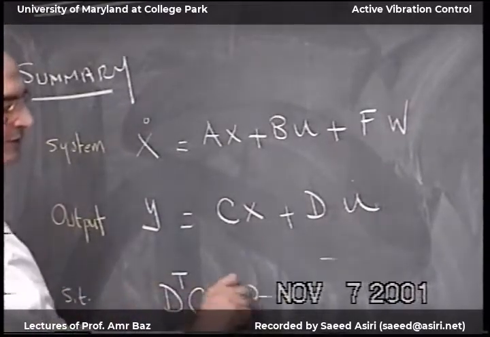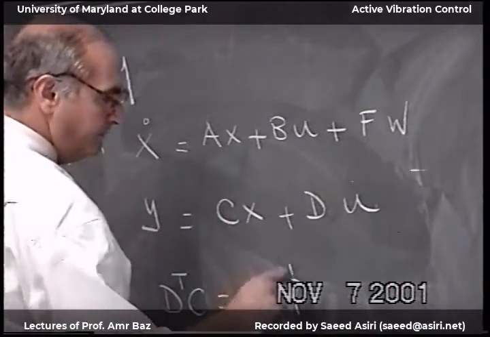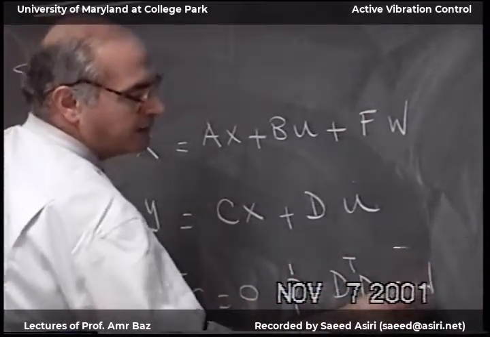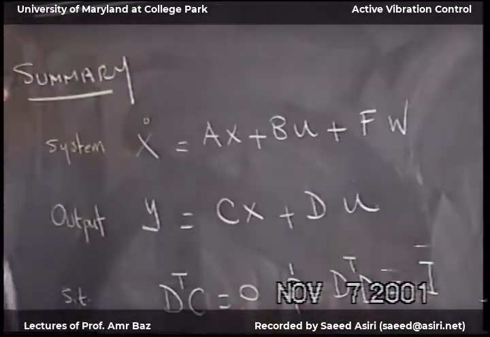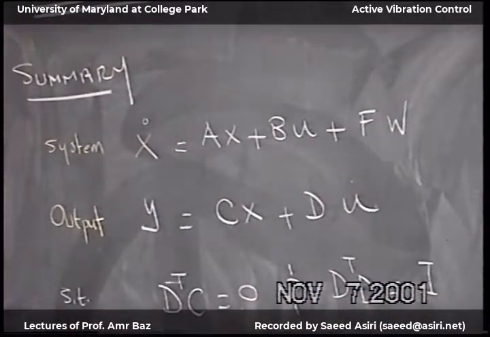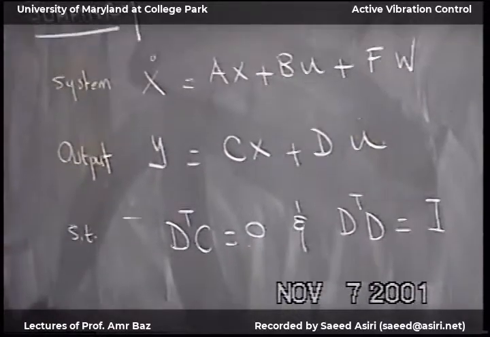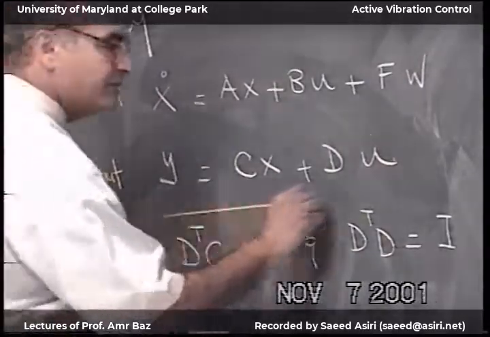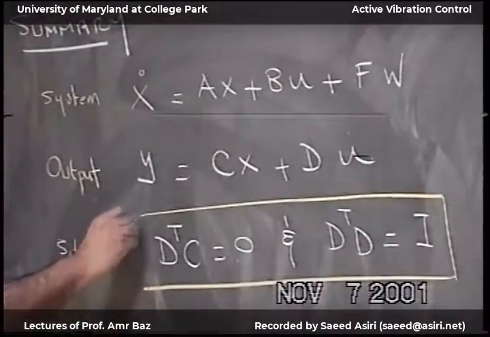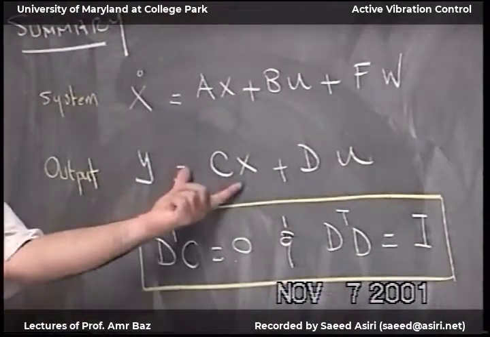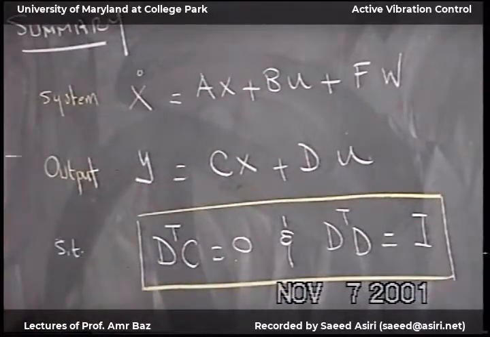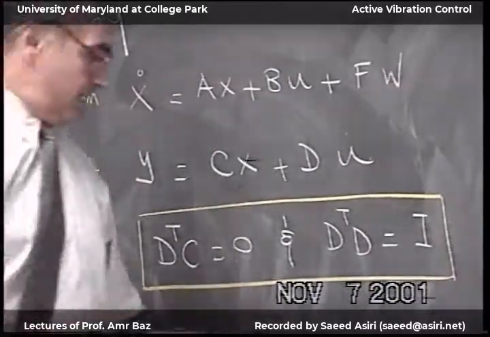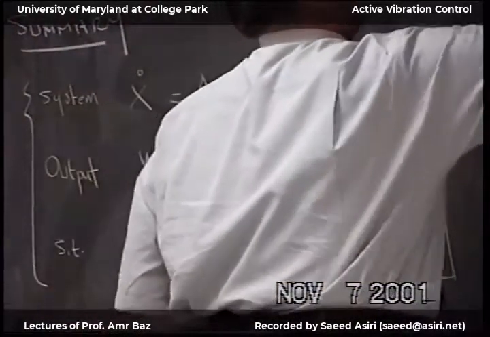Transpose C is equal to 0, and B transpose D is equal to identity or 1, depending on number of actuators. Okay, and we said that the reason for having this constraint is that we can have the vibration energy as well as the control energy in one representation.